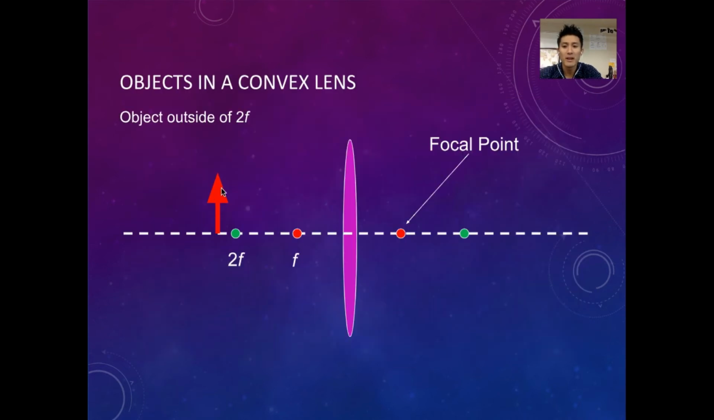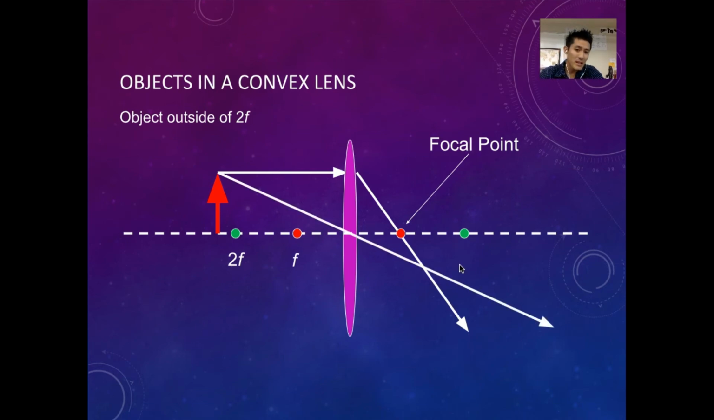Let's say I have this red arrow. My first arrow is going to be parallel to the principal axis from the object to the lens, and then through the focal point on the opposite side of the lens. My next line, the third line actually, goes straight through the center of the lens. And then my last line goes through the near focal point and then parallel to the principal axis. Notice where the three lines converge, that's where my image is going to be. It's going to be upside down and smaller than the real object.